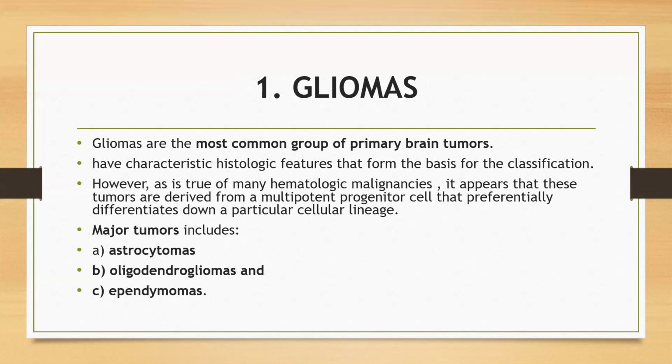So astrocytoma doesn't mean that it arises from an astrocyte. It means that some multipotent progenitor cell will preferentially differentiate into astrocytes. So glioma includes three types of tumor: astrocytoma, oligodendroglioma, and ependymomas. Today we will talk about astrocytoma mainly.